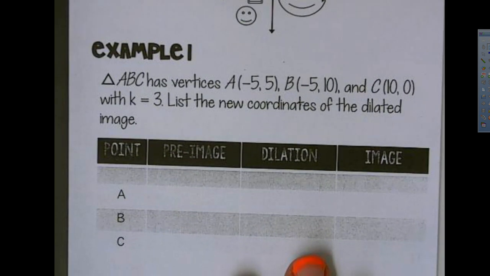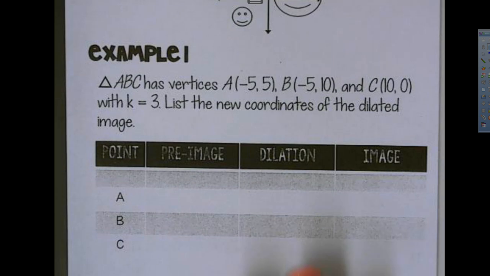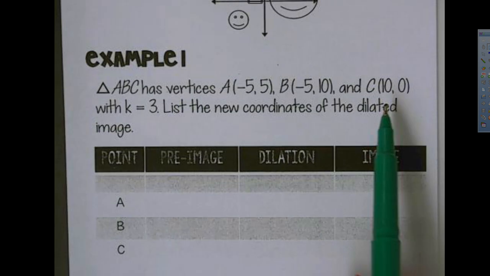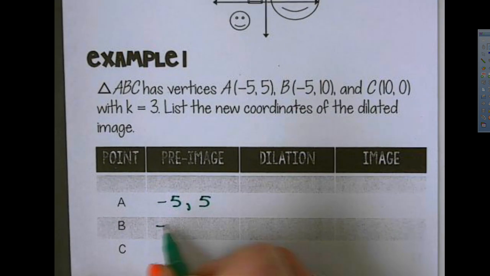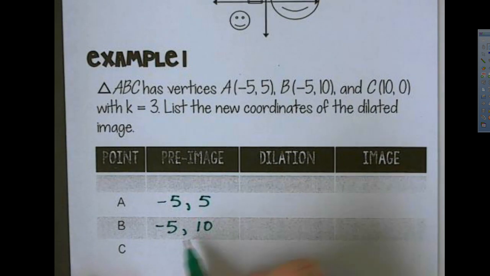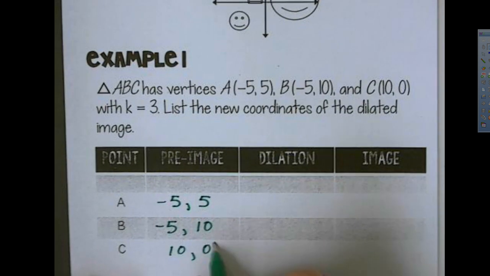Now, these aren't on a graph. We're just going to put this in the chart. I think we have 2 other examples that we'll actually graph and see what happens with the dilation. So you can see our numbers are pretty big here. We've got -5, 5, -5, 10. And so these are our pre-images, and so I'll just fill them in the chart.